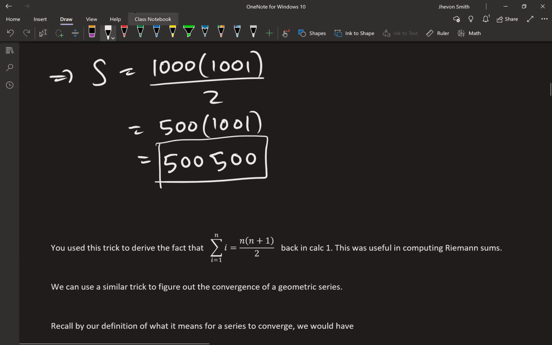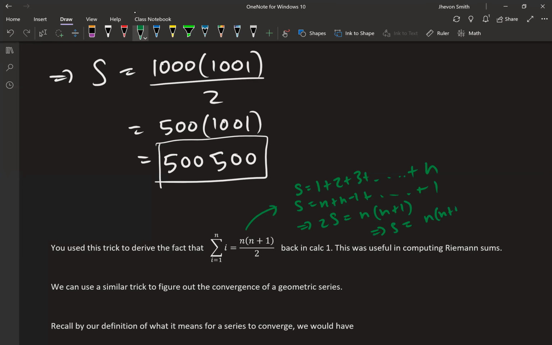You could actually figure this out by realizing that you wanted to add 1, 2, 3, all the way up to n. Then you turn it around, n plus n minus 1 plus all the way down to 1. This ends up meaning that 2S was equal to n times n plus 1, and then your S was equal to n times n plus 1 over 2. So you actually did prove this in Calc 1 as well. At least I did with my class. So yeah, you use this to figure out Riemann sums by the hard way, with the series way.